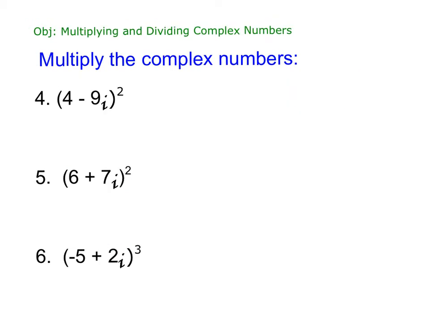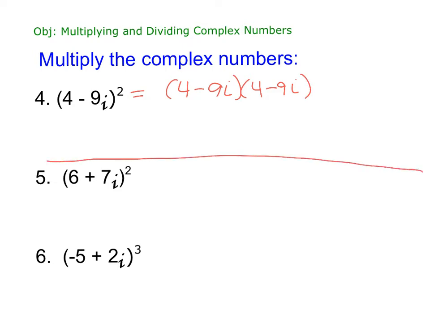Okay. 4 minus 9i squared. Don't forget, some of you are still forgetting. This is 4 minus 9i times 4 minus 9i. So it's still a FOIL problem. Go through and do this slide.